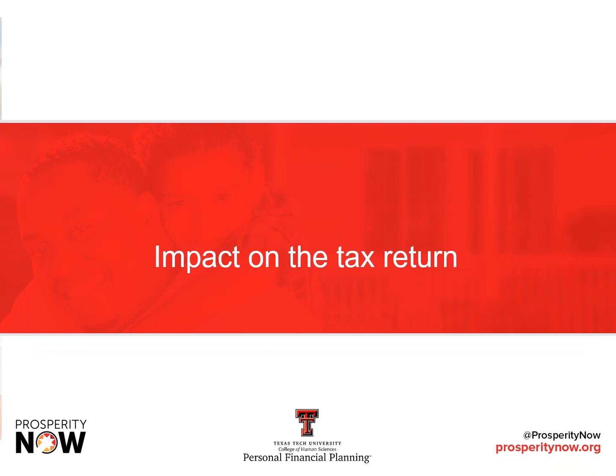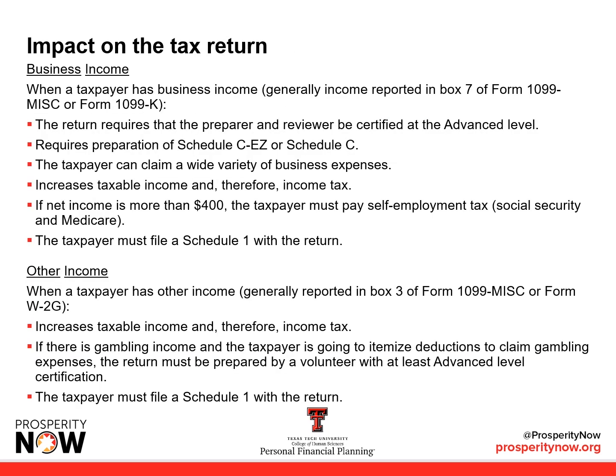So, what is the impact on the tax return? If a taxpayer has business income, which is reported on Box 7 of the Form 1099 Miscellaneous or on Form 1099-K, the return requires that the preparer and reviewer be certified at the advanced level. It requires preparation of the Schedule CEZ or Schedule C. The taxpayer can claim a wide variety of business expenses. It increases taxable income and therefore income tax. If net income is more than $400, the taxpayer must pay self-employment tax. The taxpayer must also file a Schedule 1 with the return.